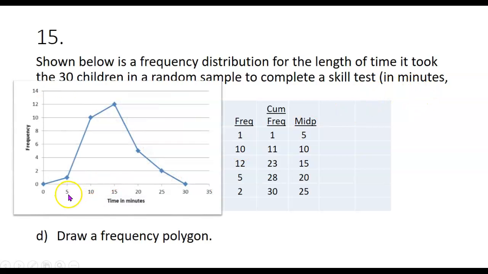I've labeled the horizontal axis with the midpoints of the classes, 5, 10, 15, 20, 25, and then above each of those midpoints, I go up to a height of whatever the frequency is, 1, 10, 12, 5, 2, then connect the dots and connect them back down to the ground level.